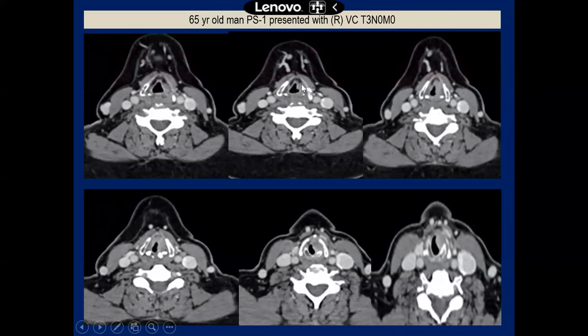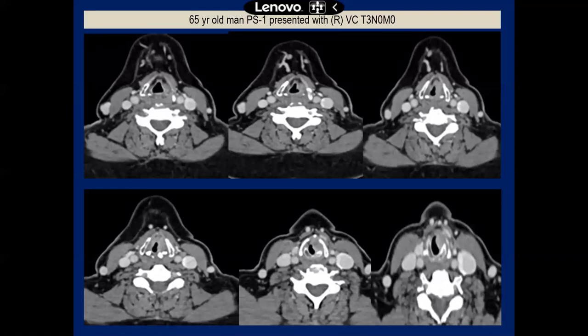You have a supraglottic extension. The paraglottic space is infiltrated. Can you make out? This paraglottic space is obliterated. Okay, and the anterior commissure is involved. Subglottic extension is present. So it's a transglottic tumor with paraglottic fat infiltration and anterior commissure involvement. There is no extralaryngeal spread, and the standard treatment is to go for chemoradiation.